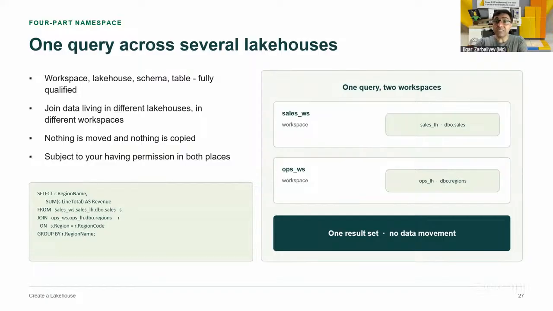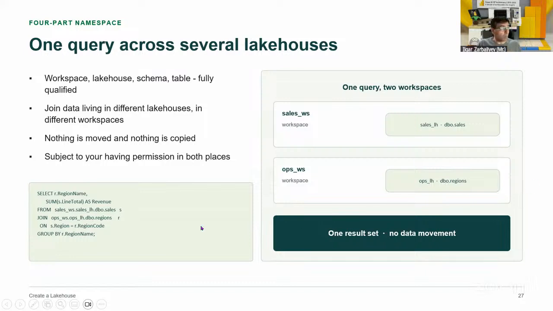This is where those schemas we discussed earlier finally pay for themselves. The four-part namespace is workspace, lakehouse, schema, table, a fully qualified name. And what it means is that I can write a single query that reads from two lakehouses in two different workspaces and joins them. Look at the query.